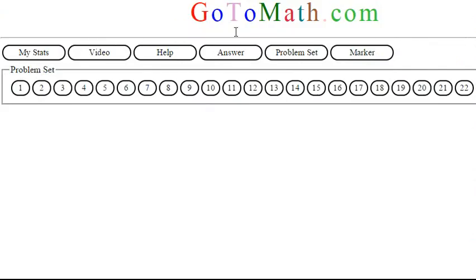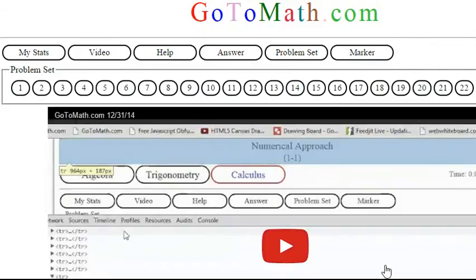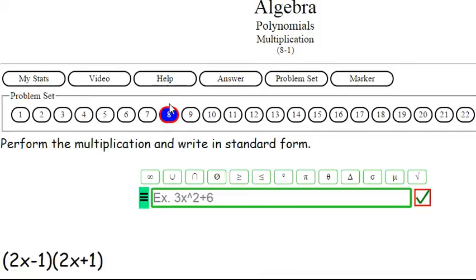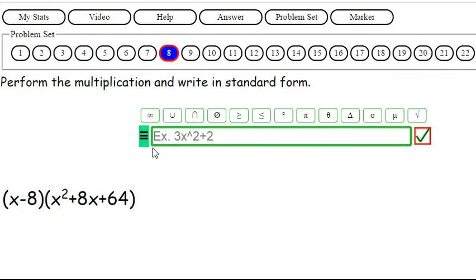Alright, so we're over here at gotomath.com practicing. Come on by. Click on the algebra. Let's go down to multiplication. And we're looking at 8.2 here. It looks like perform the multiplication and write in standard form. So we have x minus 8 times x squared plus 8x plus 64.